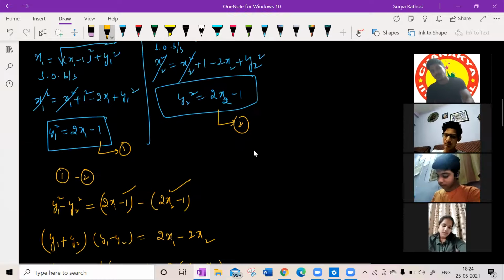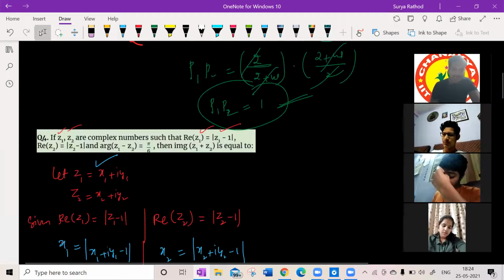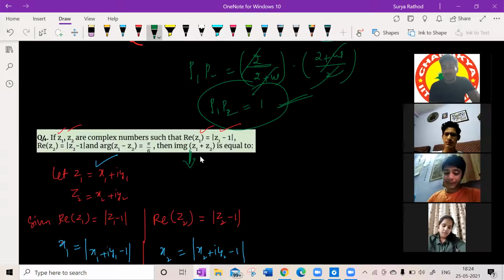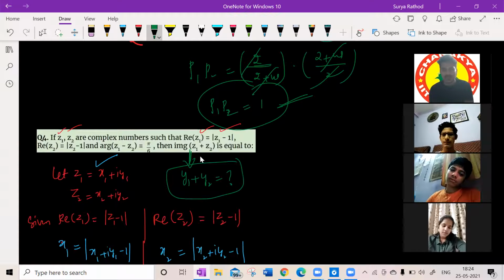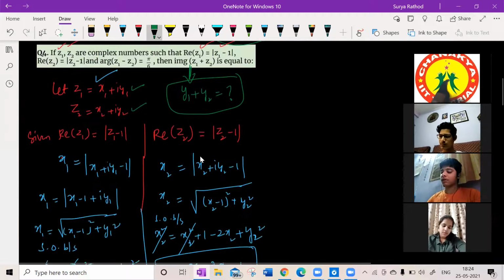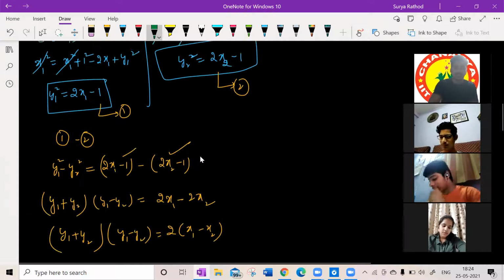Sir, why are you writing in terms of y? Look at this here. Because the given question is asking for the imaginary part of z1 plus z2. I know the imaginary part of z1 plus z2 is y1 plus y2, right? What is imaginary here? y1. What is imaginary here? y2. So y1 plus y2 is what is being asked. That is the reason I'm writing in terms of y, so that I can calculate it easily.